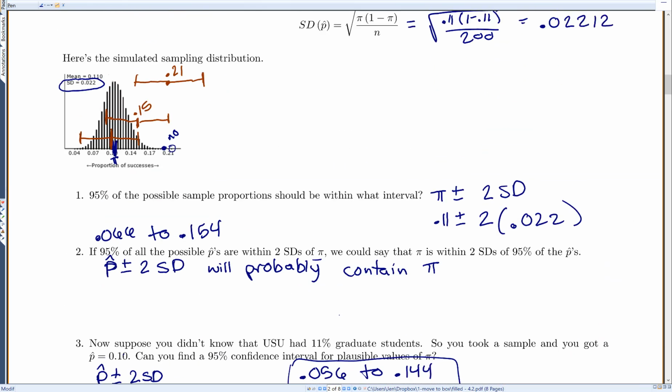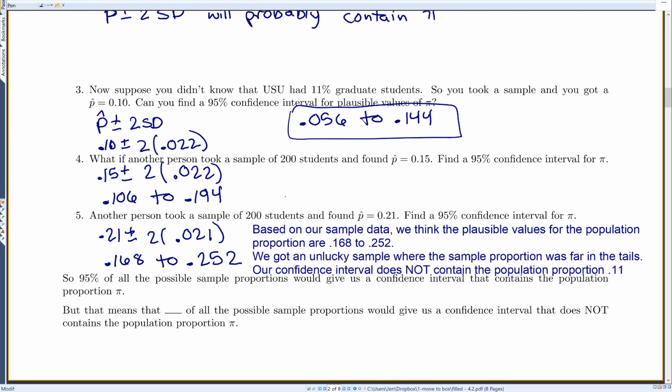Really, if I get any sample proportion from about here to here, their confidence interval is going to contain pi, the population proportion. But if I happen to be unlucky and get one way out in the tail, then my confidence interval will actually miss the mark. It will miss showing me the population proportion. So this is what you want to remember. 95% of all the possible sample proportions would give us a confidence interval that contains the population proportion pi. But that means that 5%, so 95% and 5%, that ends up to 100, 5% of all our possible sample proportions would give us a confidence interval that does not contain the population proportion pi.